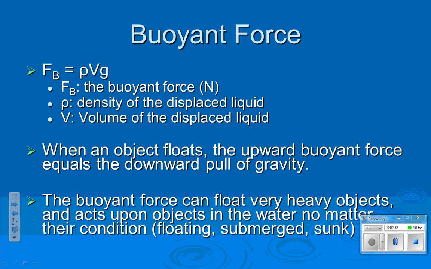Buoyant force is rho, the density of the displaced liquid. It's got to be the liquid. Almost always in problems dealing with density, or dealing with buoyancy, they give you the density of the fluid and the density of the object. You have to keep those things separate. Fluid density, and the volume of the displaced fluid. Now this is a little bit tricky too, because we care about the volume of the fluid that's displaced, but that is almost always equal to the volume of the object you put in the fluid.